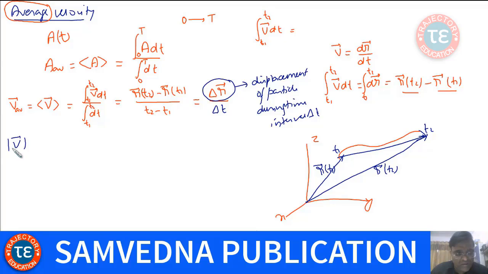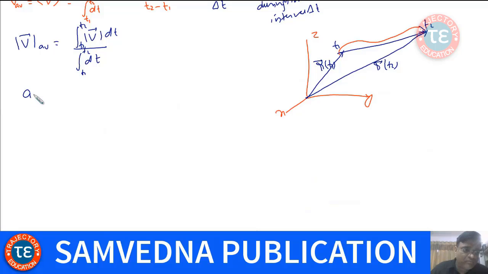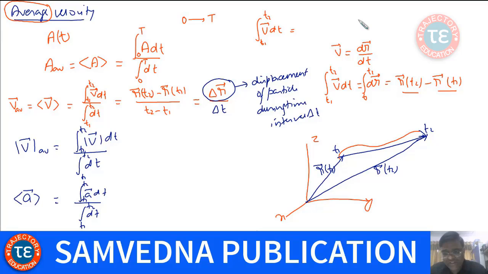If you want the average of speed, speed is the magnitude of velocity, you can do it like this, from t1 to t2 or 0 to t, anything. If you want to find the average of acceleration, you just do it like this: integral a dt upon integral dt in a given time interval t1 to t2. Getting the point? In this way you can write these things. So this is the definition of average.